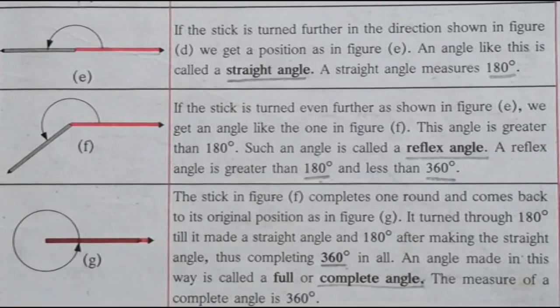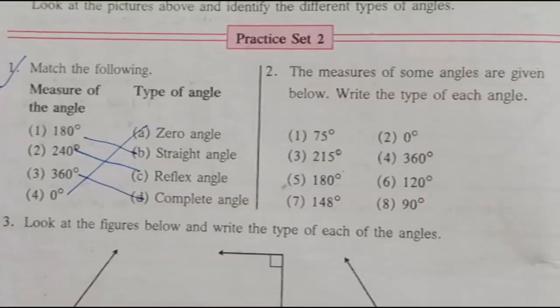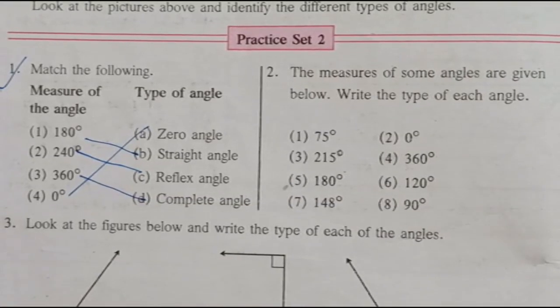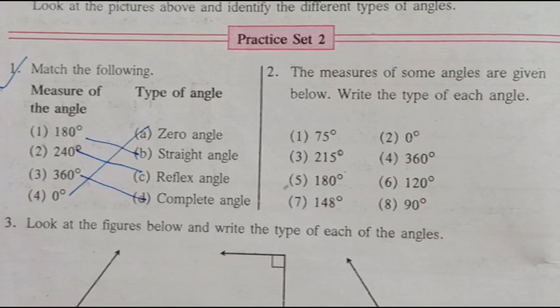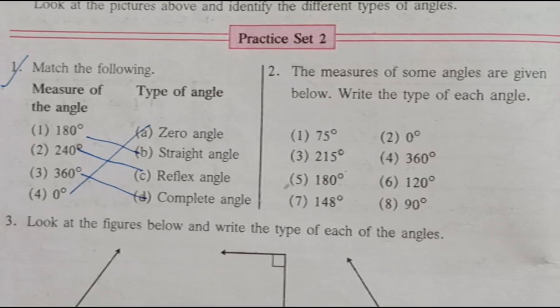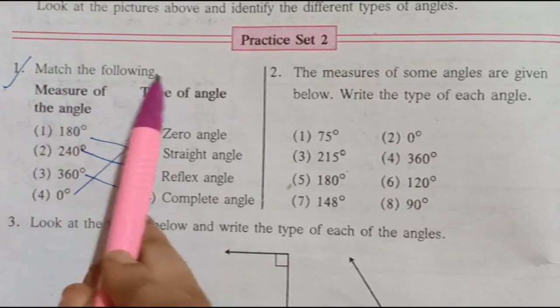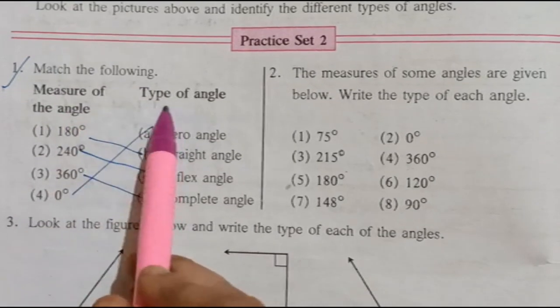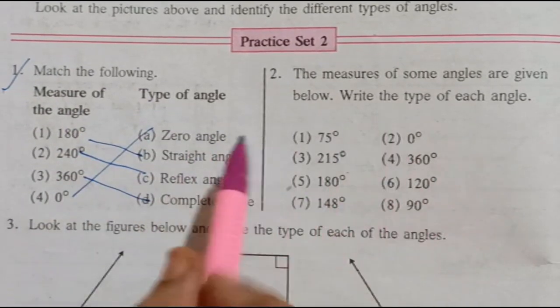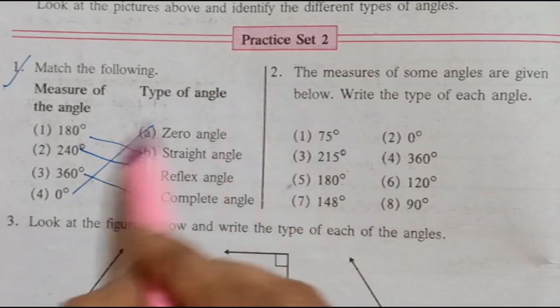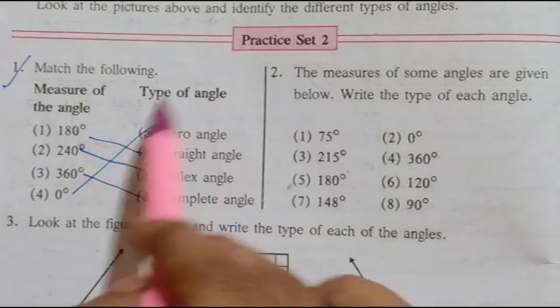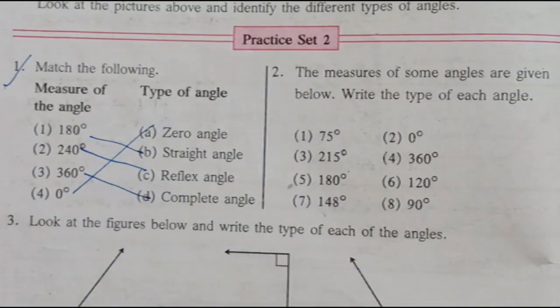So on this theory part we are going to solve the further practice test. Now students, you will turn your page number 8 in your textbook, and in that there is a practice set 2. Okay, practice set 2. First question is match the following. Measure of the angle is given and type of the angles you have to measure it. Now students, all these questions are there in your combined book. So I will explain this practice set 2 in your combined book. Okay.